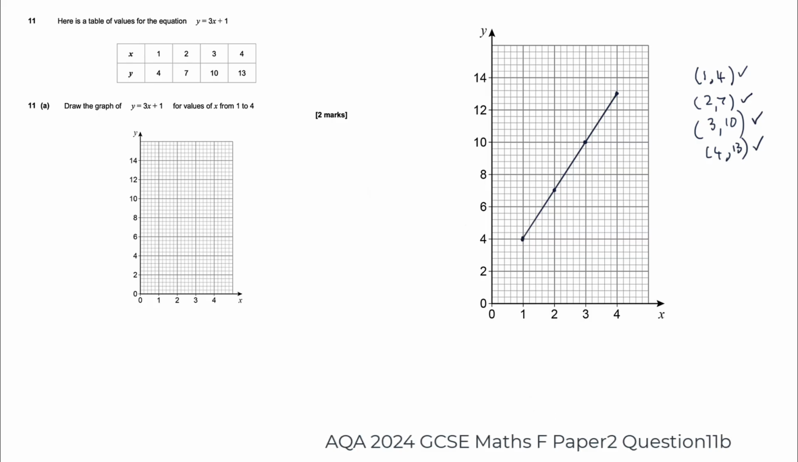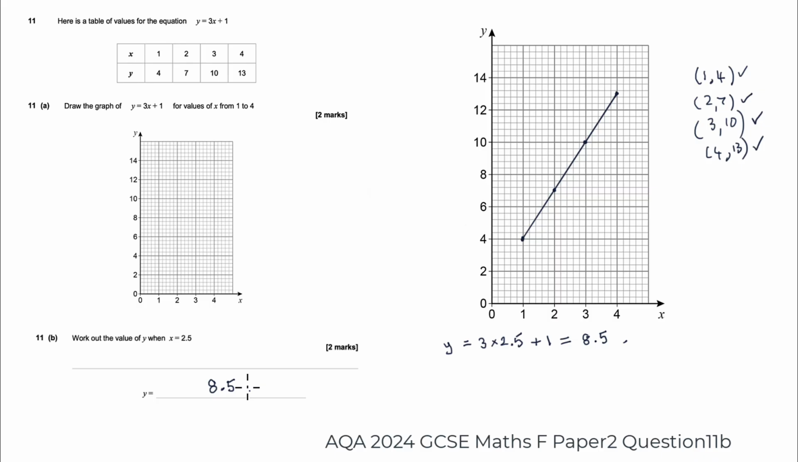So let's have a look now at 11b. It says work out the value of y when x equals 2.5. Well, this formula tells us how to do that. It tells us to take the x coordinate, multiply it by 3, and then add 1. So that's one way of doing it. And 3 lots of 2.5 be 7.5 plus 1 would be 8.5. So y would be precisely 8.5.